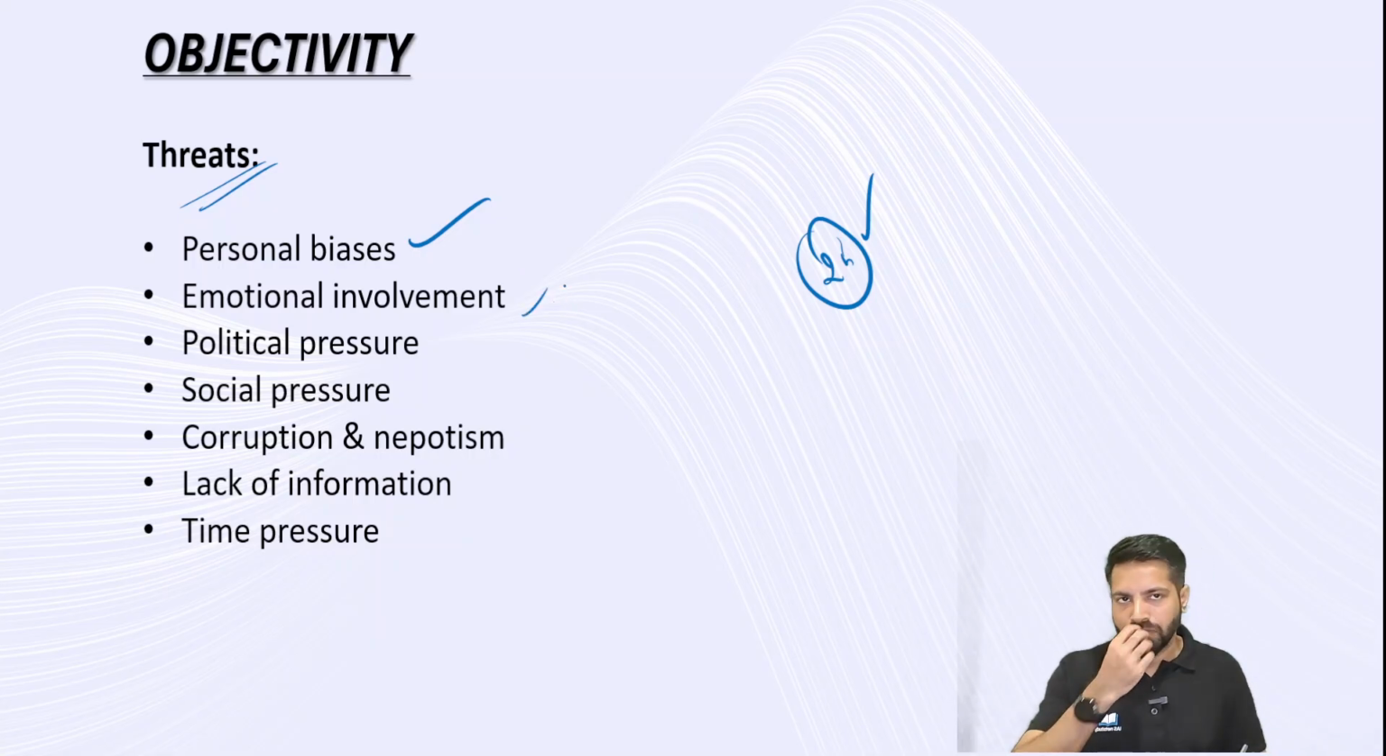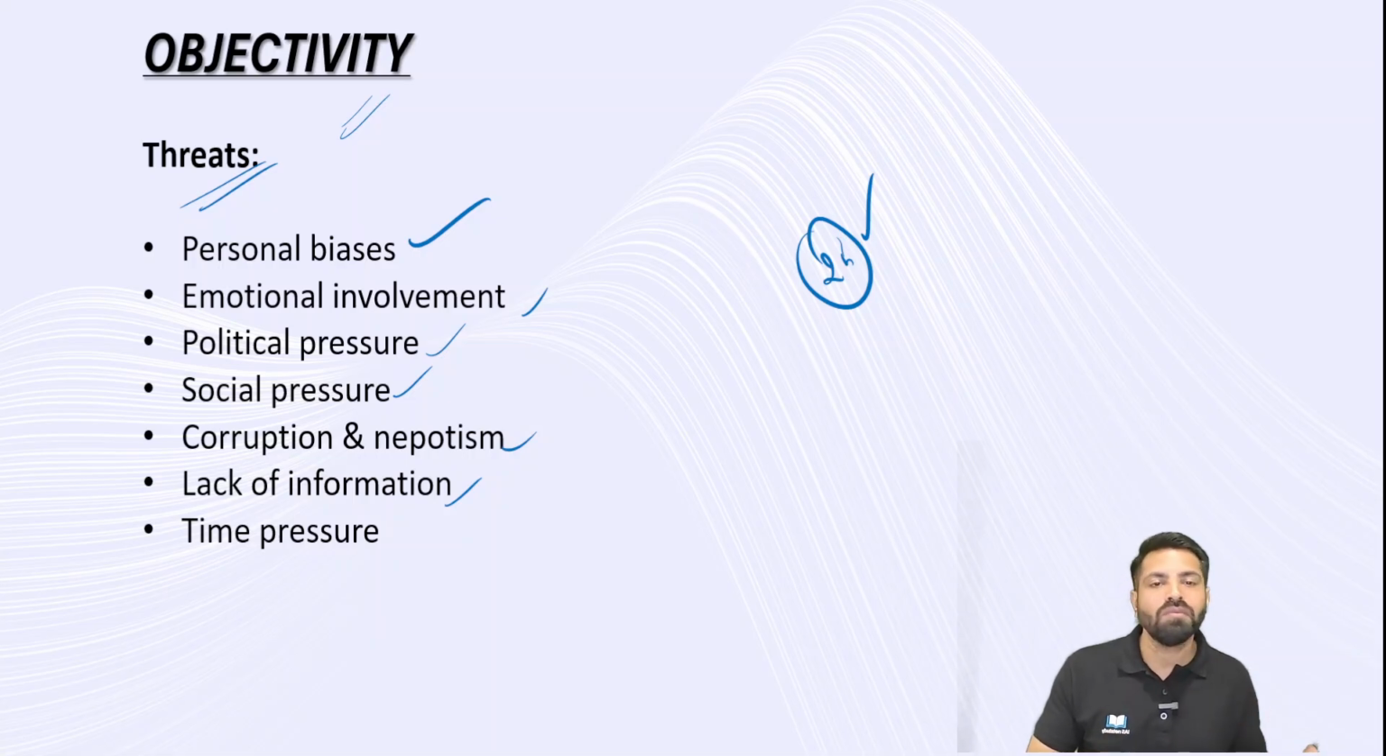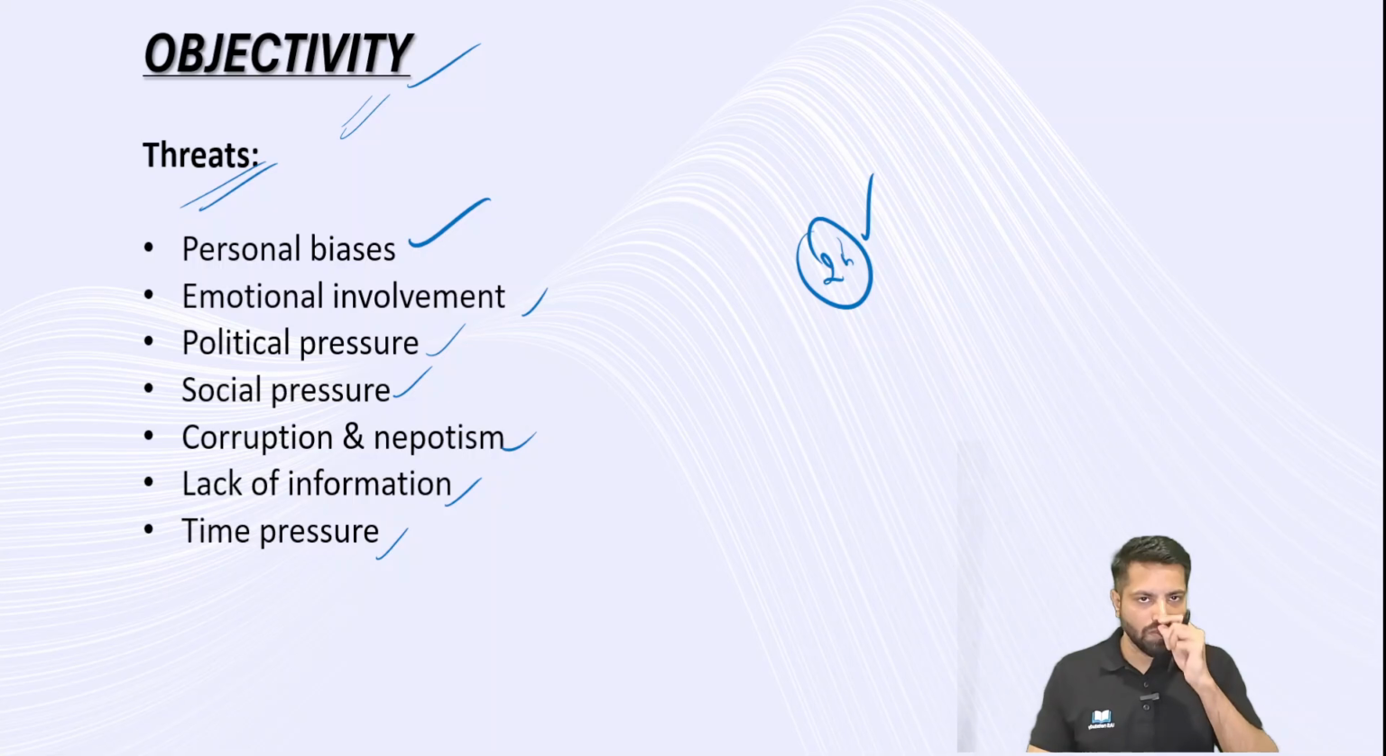And emotional involvement, the personal bias comes in, the prejudice comes in. And then political pressure, political interference, this is also one of the factors where you compromise with the factor of objectivity. Then social pressure. One thing is political pressure, one thing is social pressure, and social pressure also matters a lot. Populism, vote bank politics, these all come into the picture in the administration. Then corruption and nepotism. When there is corruption, you compromise with so many things, you become partial, you become subjective. So corruption, nepotism, favoritism also impact the factor of objectivity. Then lack of information. When you don't have complete information and you yourself have to make a decision, you are confused in that situation. In these kinds of situations also objectivity suffers. And then time pressure, that also makes objectivity suffer. So these are certain threats or challenges to objectivity.